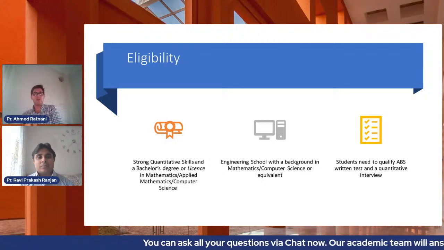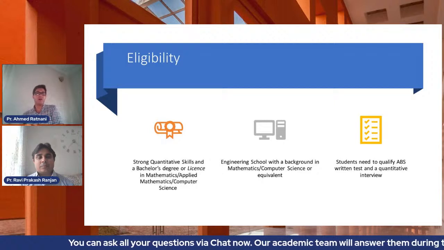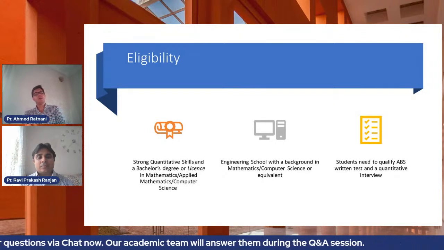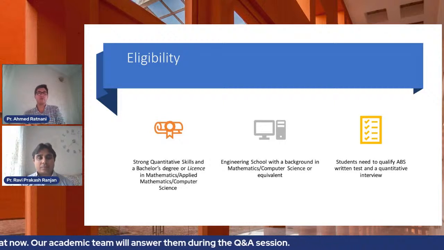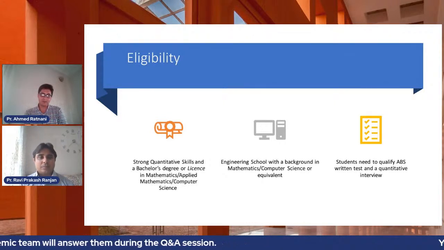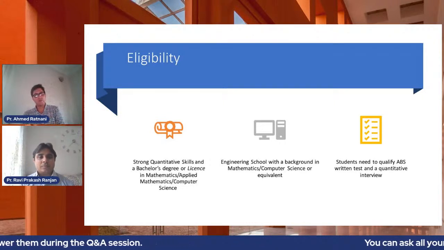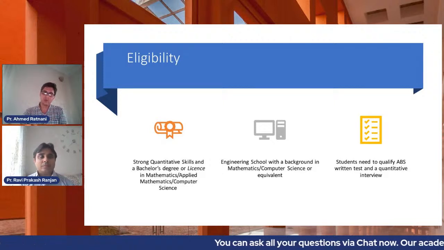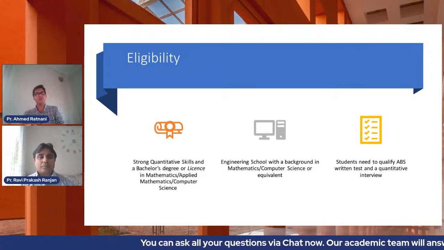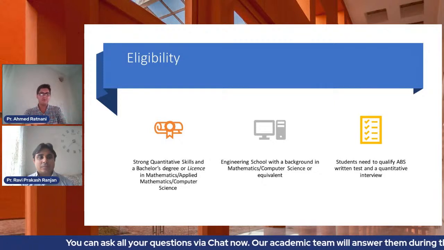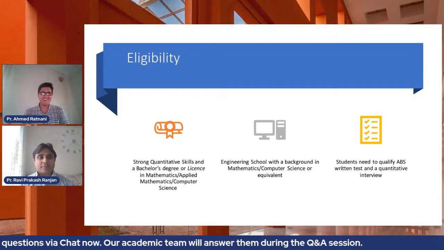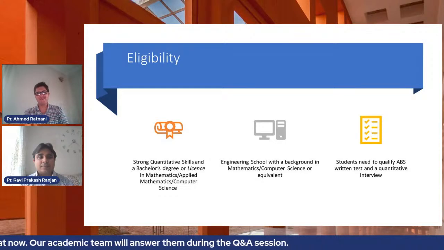In order to be qualified, students will have to pass an exam. This is after the pre-selection. Students will have to pass a written exam and also an interview with a multidisciplinary team from ABS and from the business school and the mathematics department.